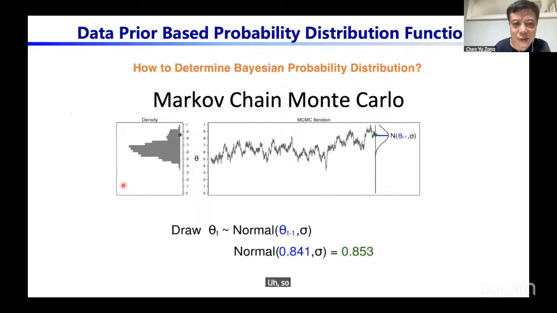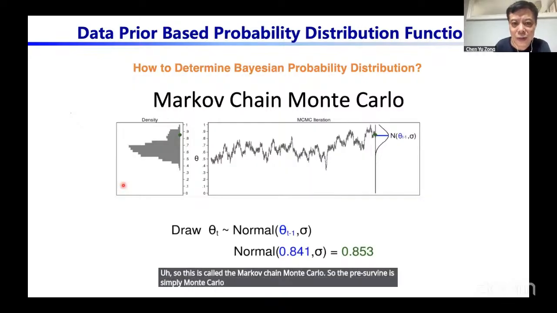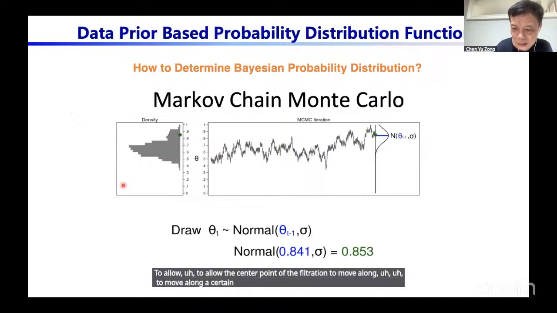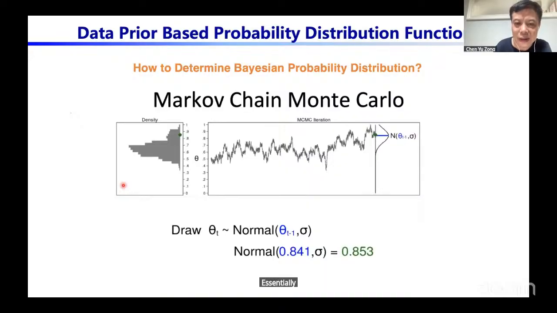So this is called the Markov chain Monte Carlo. The previous one is simply Monte Carlo. Now we have this Markov chain Monte Carlo to allow the center point of the fluctuation to move along a certain function essentially.